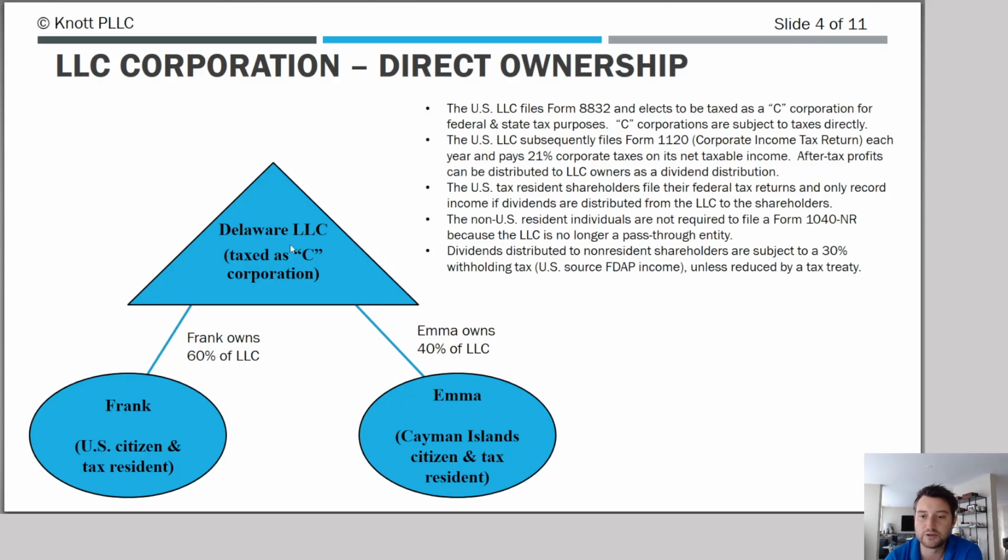The dividends that are distributed from the LLC to the foreign person, if any, those are going to be considered U.S. source dividends, and so the U.S. source FDAP income withholding rules apply. Generally, the withholding tax on U.S. source dividends to non-residents is 30%, okay? So if the Delaware company pays out $100,000 in dividends, 60% goes to Frank, $40,000 goes to Emma. Emma is going to have a 30% withholding tax on her $40K, okay? That's how the tax is going to apply in this situation.